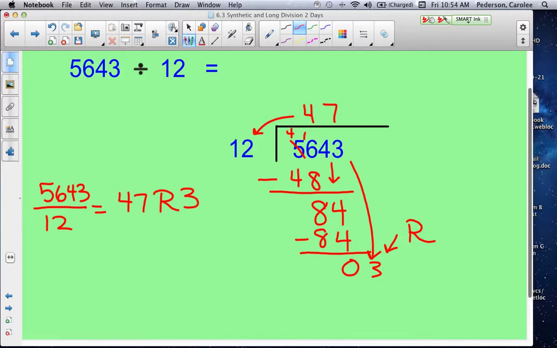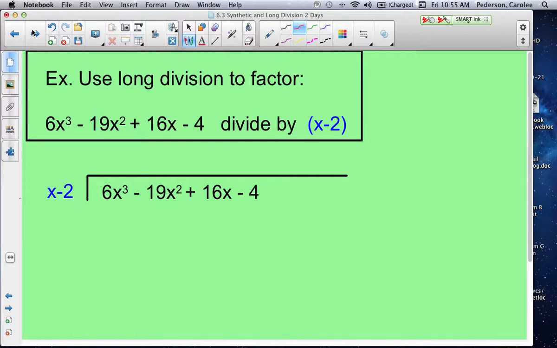All right, this next example you do need to write down. What we want to do is use long division to factor. We have a polynomial, it's a cubic polynomial, and we want to divide out x minus 2. So remember, what you're dividing by goes out in front, and then your numerator goes underneath. So please make sure you're writing this problem down.